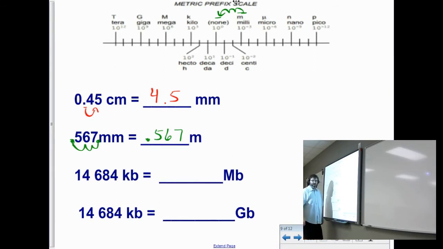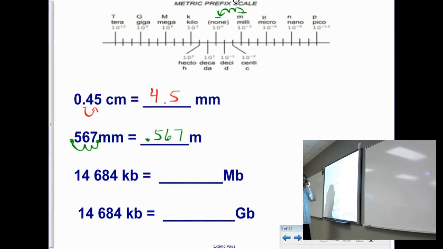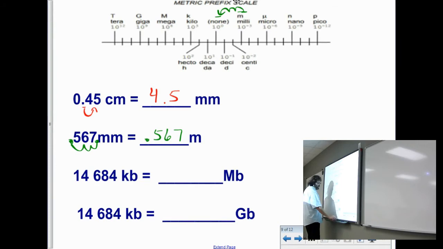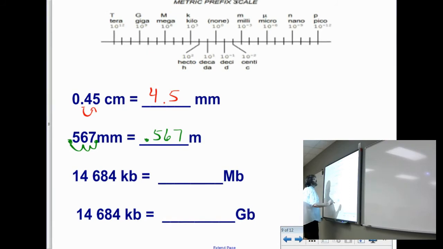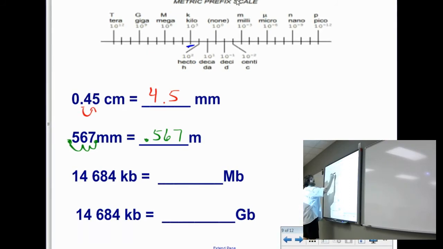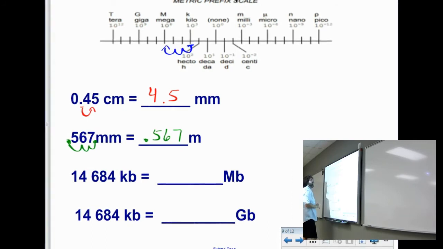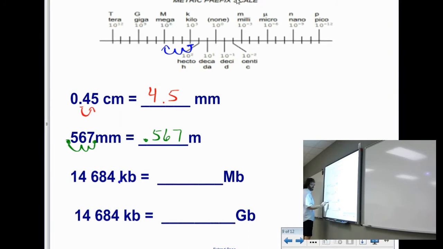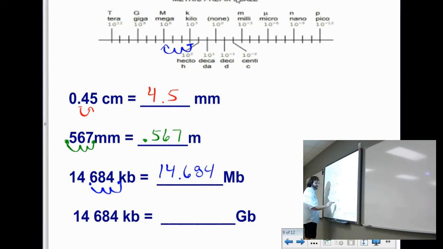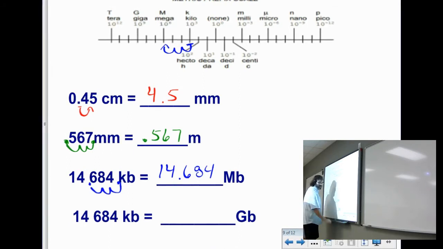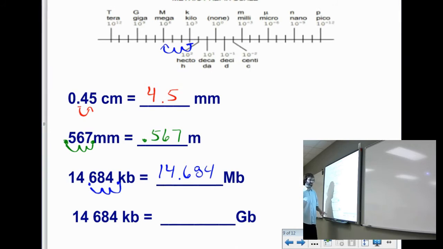Let's take a look at another one. This is a computer quantity of bytes. So we're taking 14,684 kilobytes and we're going to megabytes. This illustrates moving through some of those spots that do not have names. So I'm starting in kilo. Kilo's here, and I'm going to mega. I have to stop at those places that don't have names, but it's 3 spots to the left. So now I'm going to take my decimal place and move it 1, 2, 3 spots to the left. It becomes 14.684 megabytes.